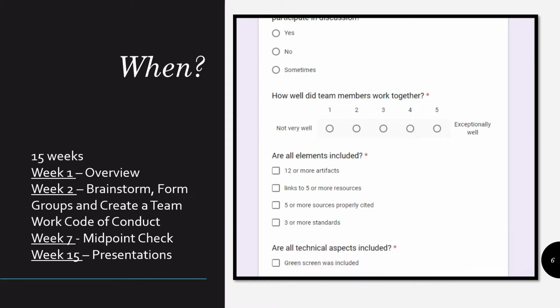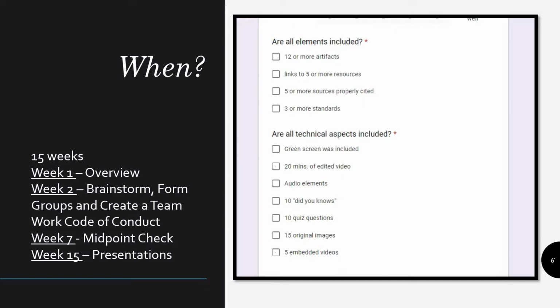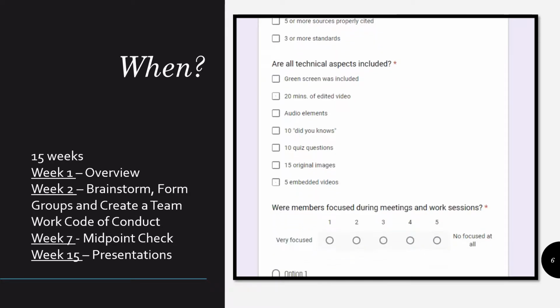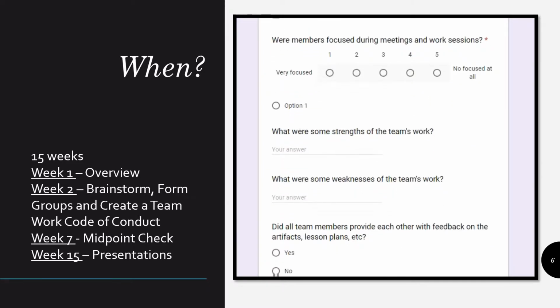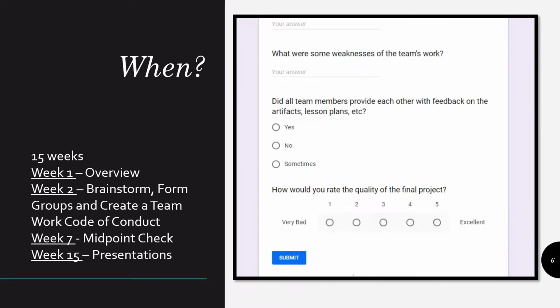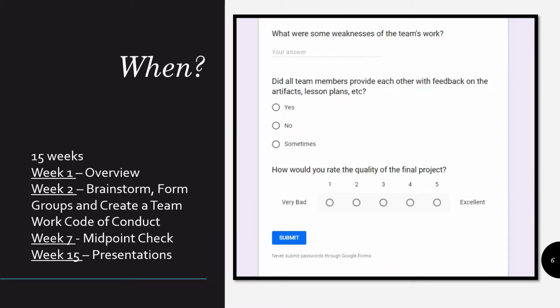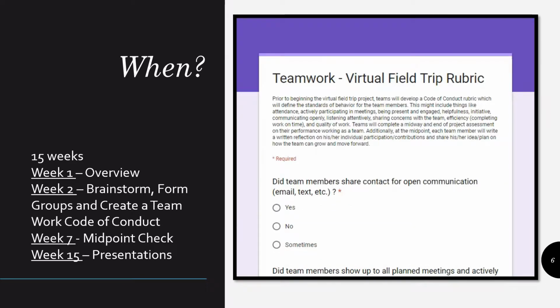Once groups are formed, students will develop a teamwork code of conduct rubric for their groups. This will define the standards of behavior for the team members. This might include things like actively participating in meetings, being present and engaged, taking initiative, communicating openly, and so forth. Teams will revisit this rubric at the midway point of the semester and again at the end of the semester to ensure everyone is participating and on task and contributing fully.